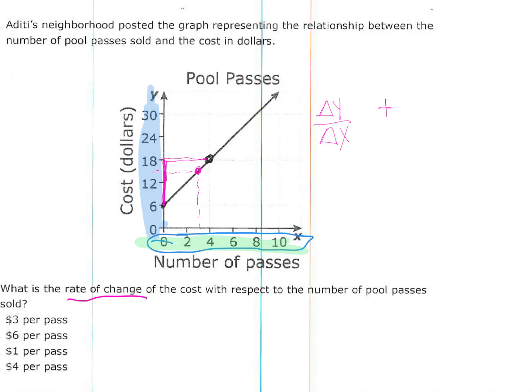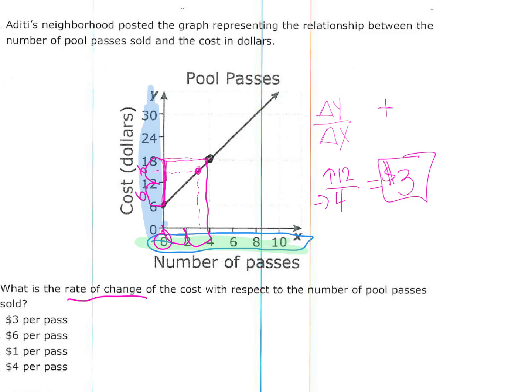Okay. So now I'm going to plug it in, my change of y over my change of x. So let's start with my change of y. I went from 6 to 18. So counting by 6, there's 6, 6. I increased by 12. I went up 12. Okay. And then on my x, I went from a 0 to a 4. So I went over 4. So if I reduce this 12 over 4, that leaves me with 3. And that is my slope.